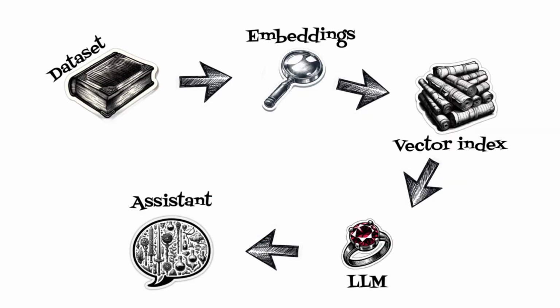To develop our RAG solution, we'll go through several steps: collecting and preparing a dataset, calculating embeddings, choosing an appropriate vector database, and finally, using an open-source large language model to build an assistant.